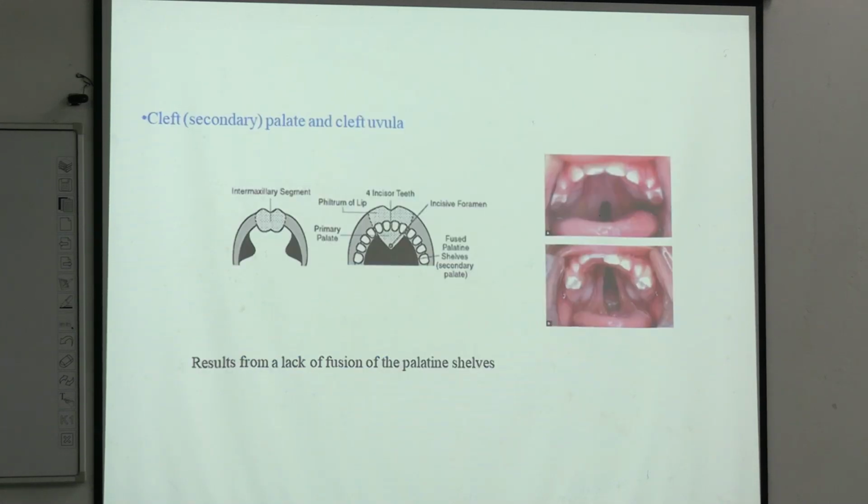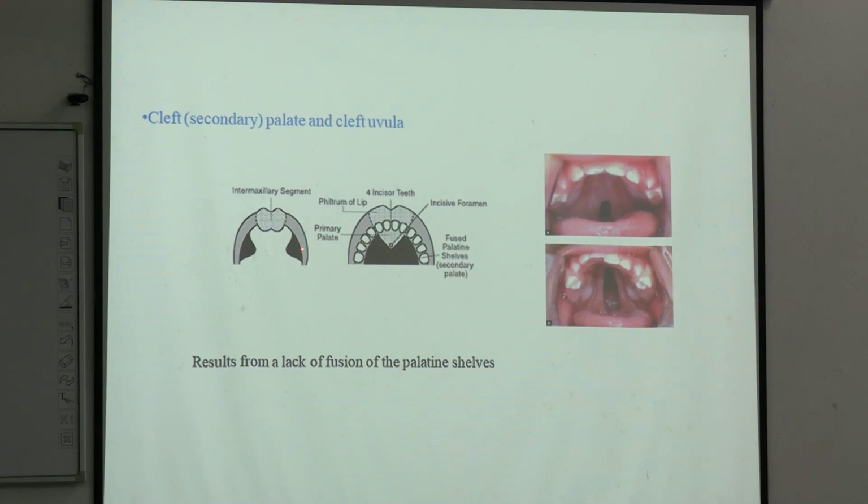Likewise, we have another problem with the same topic about cleft palate. If you have a cleft palate, you ask the patient to open the mouth, and you may see the cleft palate error. It may be partial, it may be complete throughout. If you have this problem with the palatine shelves, that means the maxillary prominence of the right side and the maxillary prominence of the left side fail to meet in the midline, partially or completely, leading to this cleft.